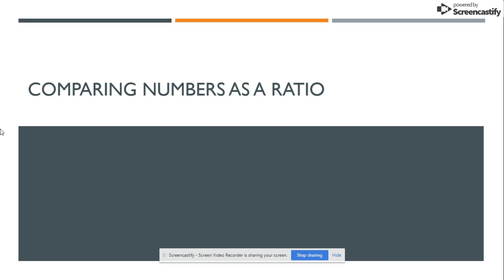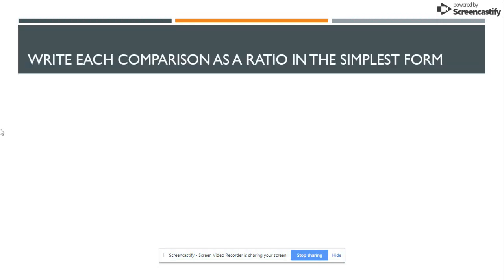Right, so now we're comparing numbers and we're going to make them into a ratio so that we can compare them. So let's have a look at what we mean. First one says, write each comparison as a ratio in the simplest form. So your quest is to change these numbers into a ratio.